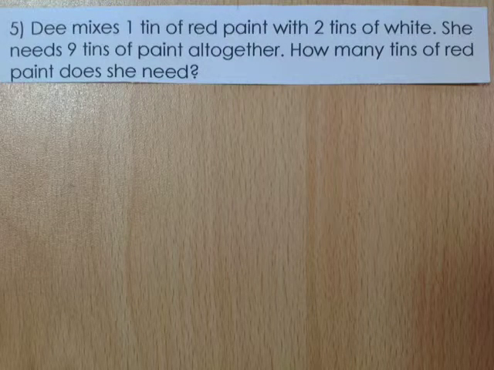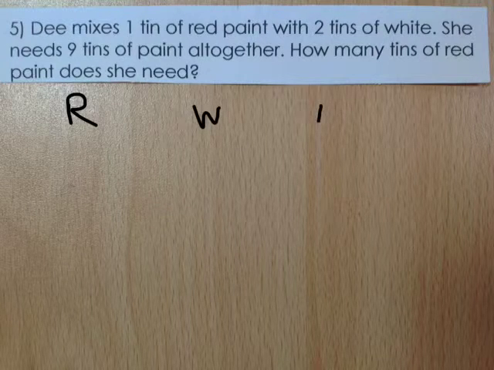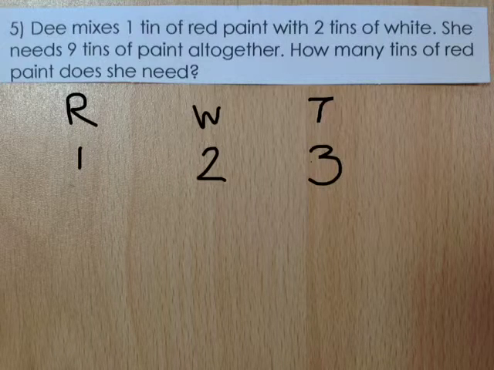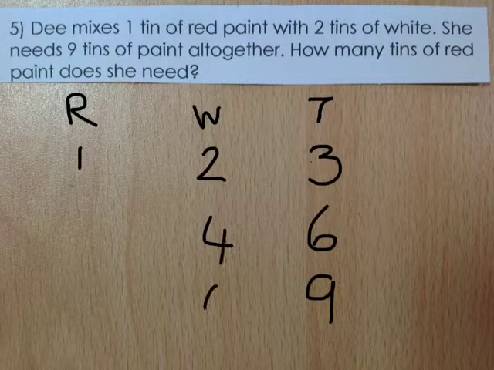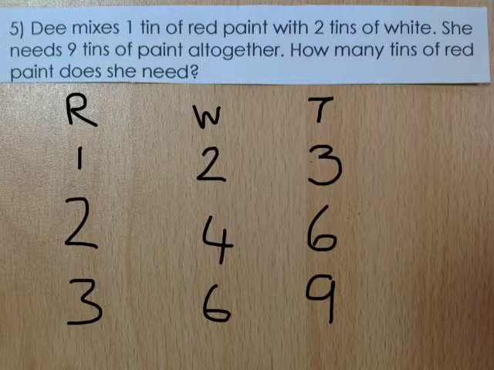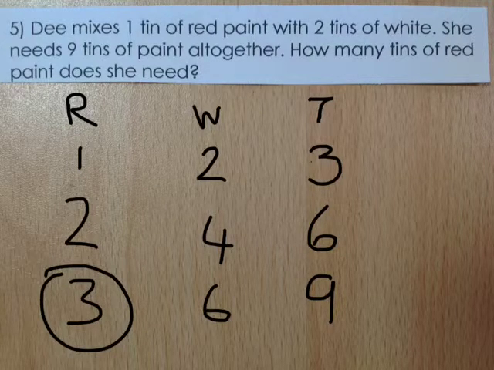Dee mixes 1 tin of red paint with 2 tins of white. She needs 9 tins of paint altogether. How many tins of red paint does she need? Well, again, if we set it out as a table, we've got red, we've got white, and we've got the total number of tins. So 1 red, 2 white is 3 tins altogether. We need to go 3, 6, 9. So it would go 2, 4, 6, 1, 2, 3 in that table. How many tins of red paint does she need? She needs 3 tins of red paint.